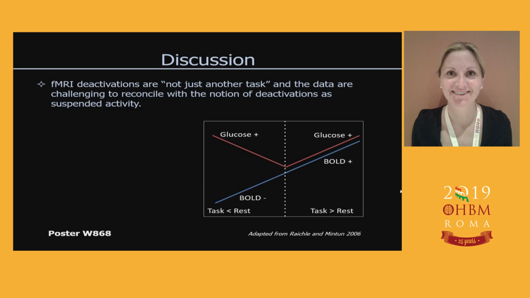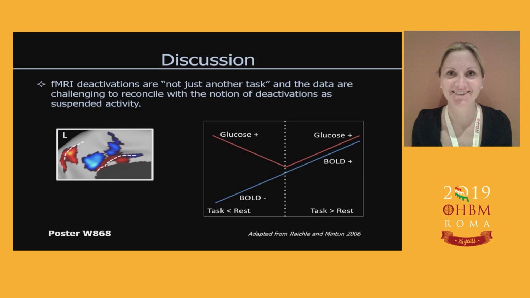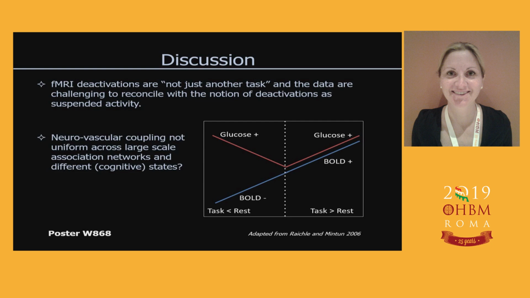I'm also not really ready to say that that means that fMRI deactivations are completely vascular, like for example a vascular steal interpretation, because we have identified these sets of metabolically active regions just bordering the deactivations, and I think they will require some further thought and analysis to see if those can be functionally linked to the deactivations. So instead, I think those data are challenging us to consider whether, or how, neurovascular coupling may not be uniform, not only across large-scale association networks, but also maybe between different cognitive states.